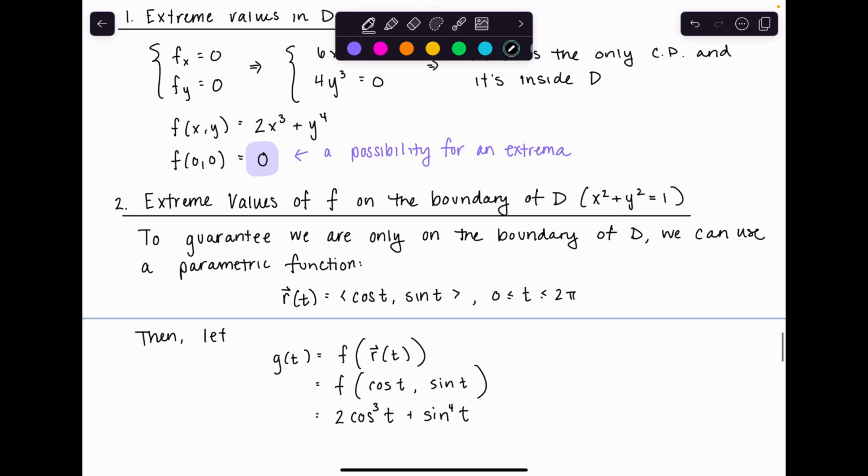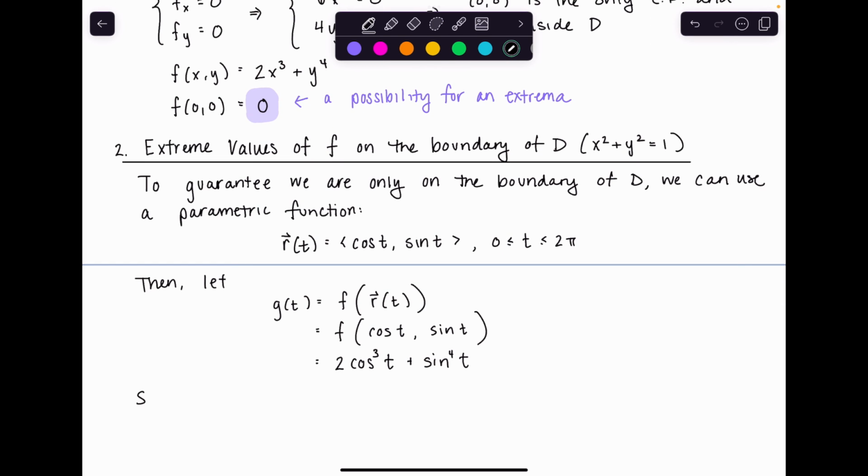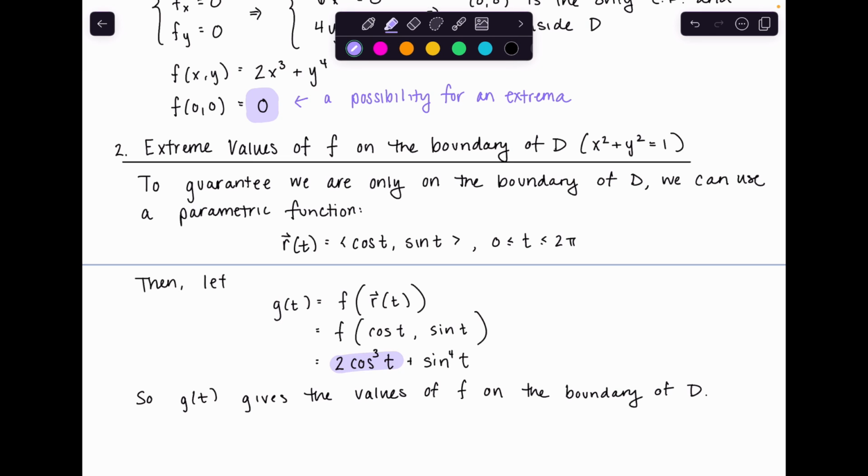Okay. So ultimately this g of t gives the values of f on the boundary of D. Okay. And now I have a single variable function. I know how to find the extreme values of that specifically for these values of t. This is now a calculus 1 problem.